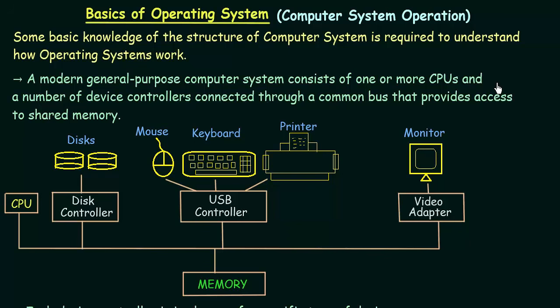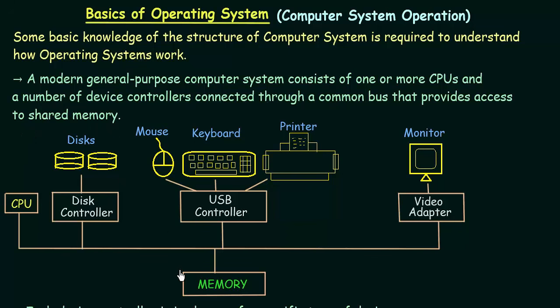Alright, and modern computer systems may have one or more CPUs depending on the processing power of your computer. So that is the meaning of the first line. And then: a number of device controllers connected through a common bus that provides access to shared memory.